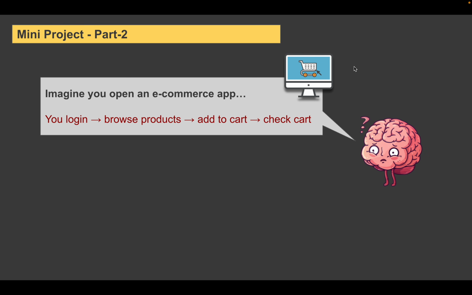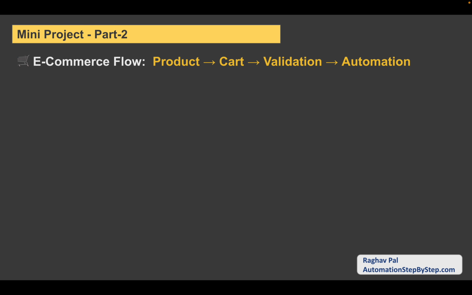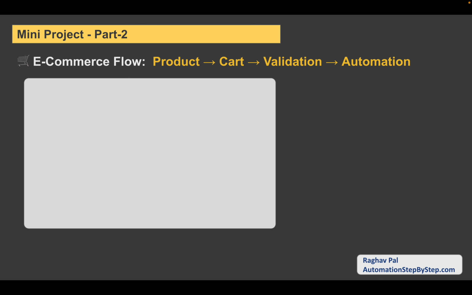Imagine that you go to an e-commerce app like Amazon.com, and there you want to check some products or buy some products. So you will log in, you will browse the products, add to the cart, and then check out. So this is exactly what we are going to do with APIs. We are going to log in, get the products, pick the products, add to cart, and then we will validate the cart. So in this session, we are going to do this e-commerce flow starting from product, cart, validation, and the complete automation of the flow.